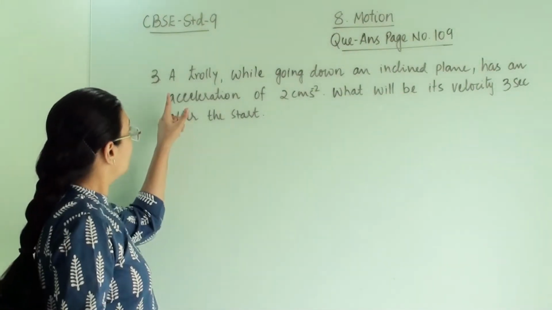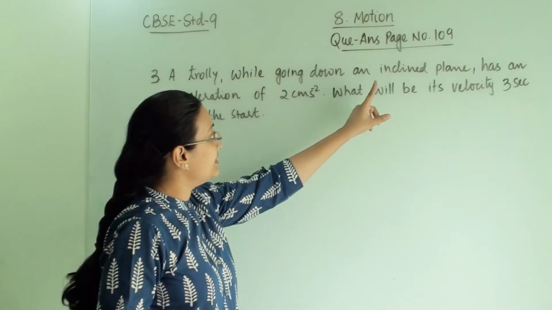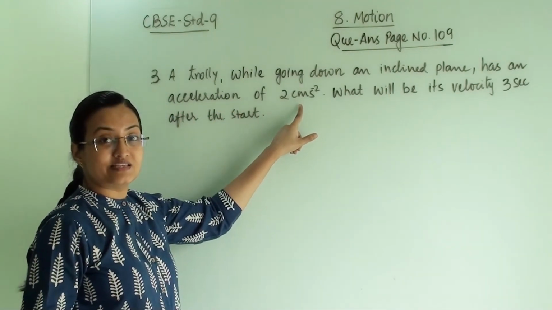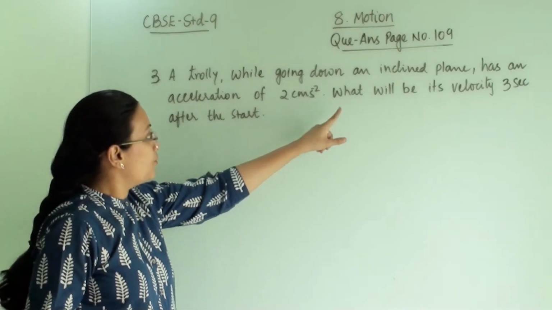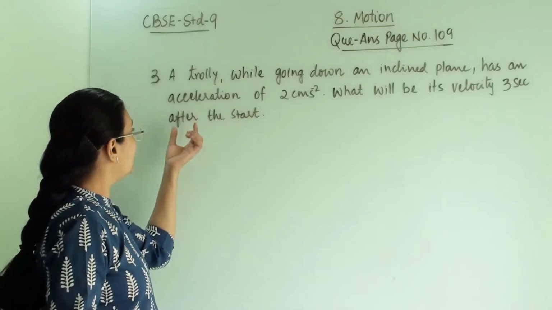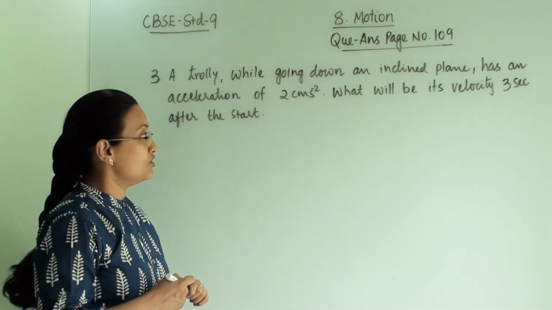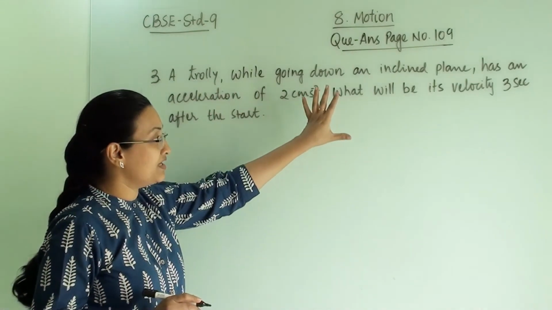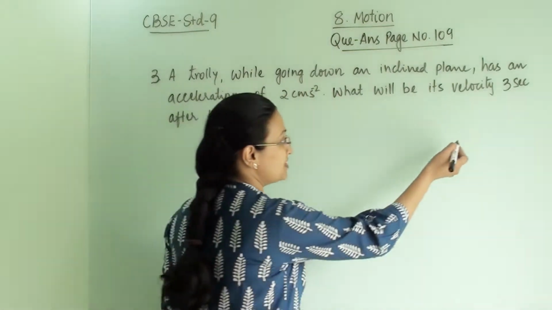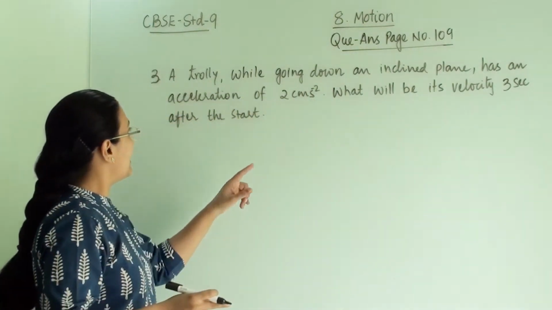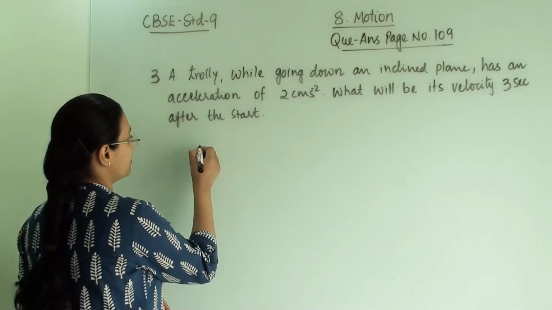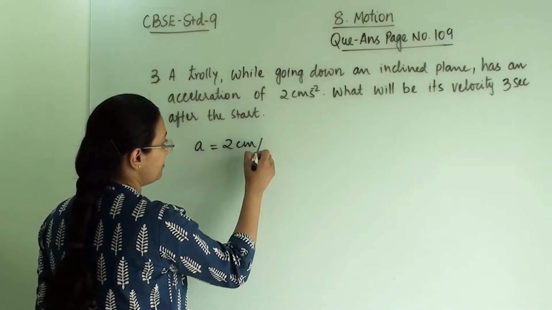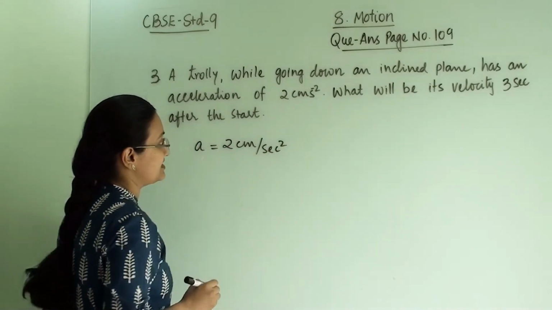Third numerical. A trolley while going down an inclined plane has an acceleration of 2 centimeter per second square. What will be its velocity 3 seconds after the start? So what all details they have given? That the trolley is going down an inclined plane. Inclined plane means a sloping plane. Then it has an acceleration, so acceleration we have here is 2 centimeter per second square.